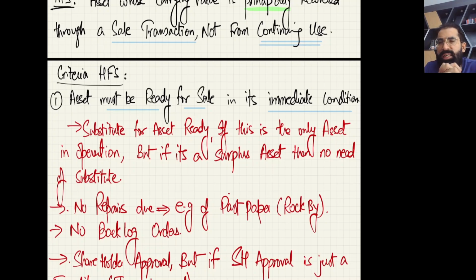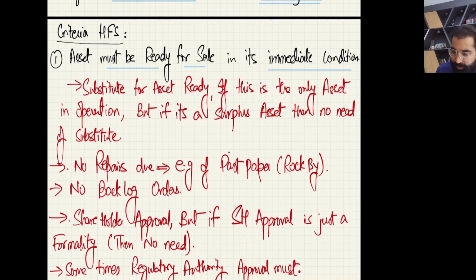The asset must be in immediately sellable condition. Okay, now there are some interpretations. See the red marker of this first point. I have written some explanation, some history, even some history from the past papers. These things came in past papers, so I can recall them for you here.